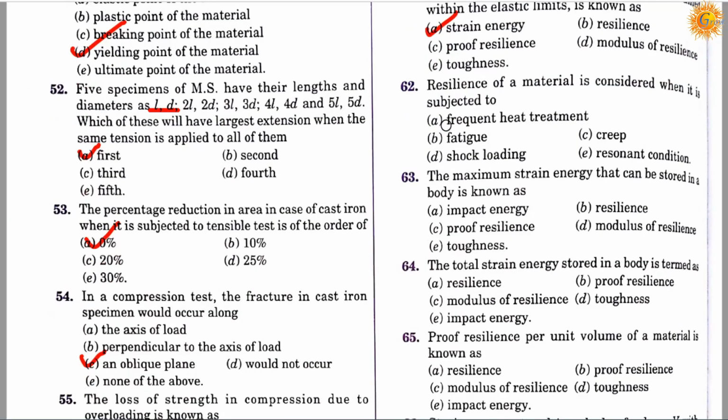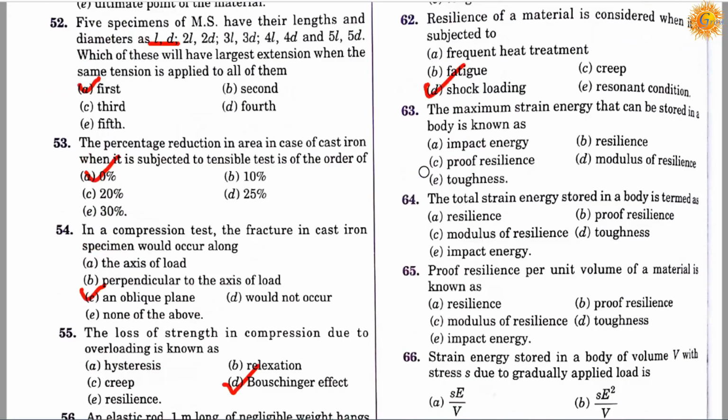Question number 62. Resilience of a material is considered when it is subjected to: option A, frequent heat treatment; option B, fatigue; option C, creep; option D, shock loading; option E, resonant condition. Correct answer is D, shock loading.